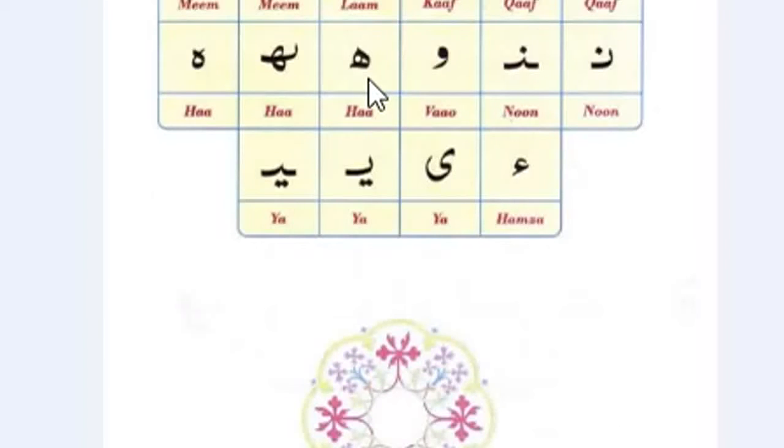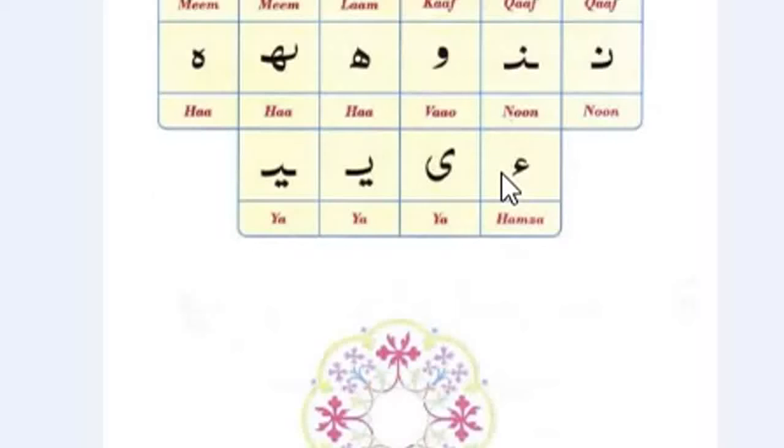Ha. When ha connects with the next letter, it is in this shape. Ha. When ha comes between two letters, it is in this shape. Ha. Ha does not connect with the next letter, it is in this shape.